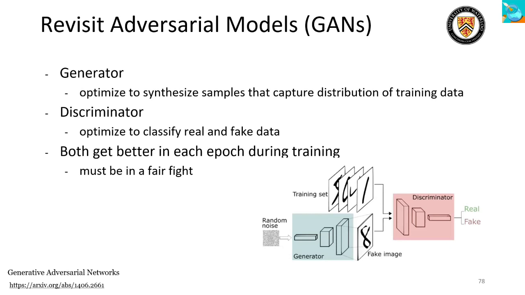Both generator and discriminator are trained simultaneously so that both have to get better in each epoch during the training, just to make sure that they are in fair fights so that they can learn from each other. The objective is to learn to a point where the discriminator is unable to tell whether the generator's fake image is real or fake. At that point, it means the generator has been successfully trained. And after that, the discriminator can be dumped into a garbage bin, and we only care about the generator.